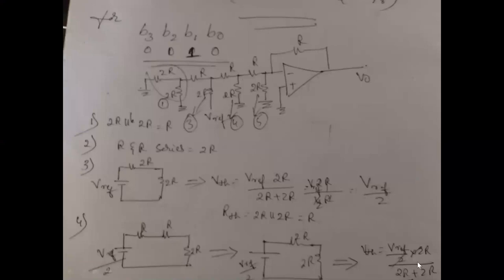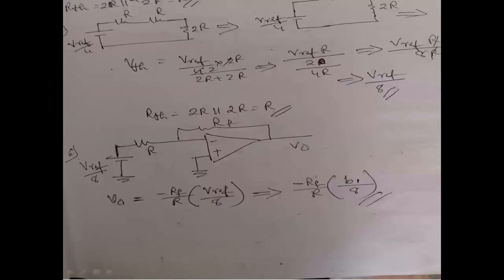When you simplify this, VTH is going to be V reference by 4. So the output of the Thevenin equivalent network is V reference by 4. When you simplify, RTH is again going to be R.